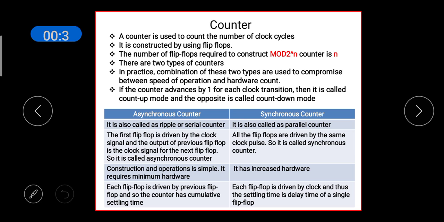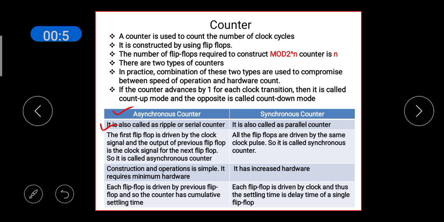There are two types of counters, asynchronous counter and synchronous counter. Asynchronous counter can also be called a ripple counter or serial counter. Synchronous counter is called a parallel counter.